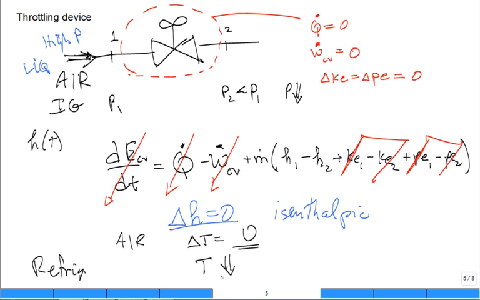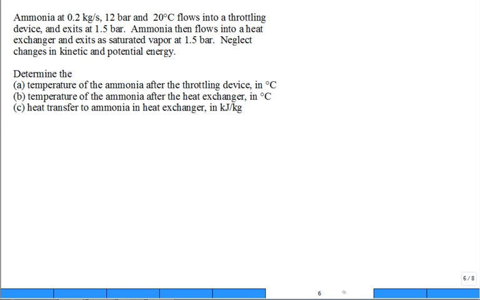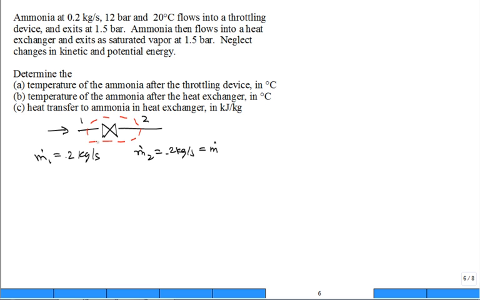We'll spend a little more time on it, but let's solve a problem. Ammonia is a good refrigerant. So ammonia at a flow rate of 0.2 kilograms per second, at pressure 12 bar and 20 degrees C, flows into a throttling device and exits at a lower pressure of 1.5 bar. Let's start organizing information. Inlet state 1, exit state 2. The mass flow rate at 1 is 0.2 kilograms per second. What's the mass flow rate at 2? 0.2 kilograms per second. It's the same. You just drop the subscripts. M dot is M dot because in a control volume mass balance, what comes in goes out, steady state.